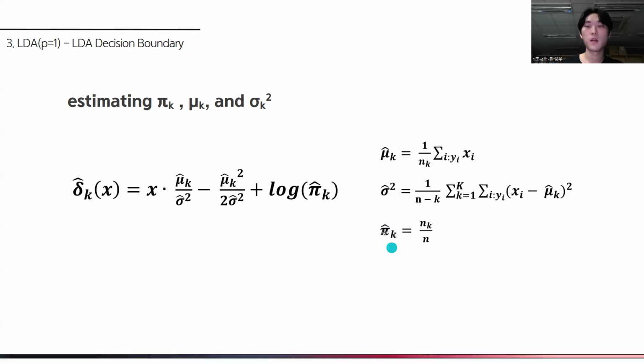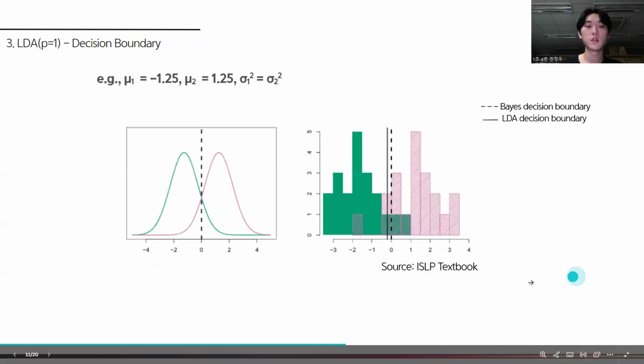The pi k is usually known and can be used directly. If it is unknown, it can be estimated by the proportion of training observations in each class. Substituting these estimates into the discriminant equation and deriving the decision boundary through the same process as before gives us the LDA decision boundary. Let's assume this condition.